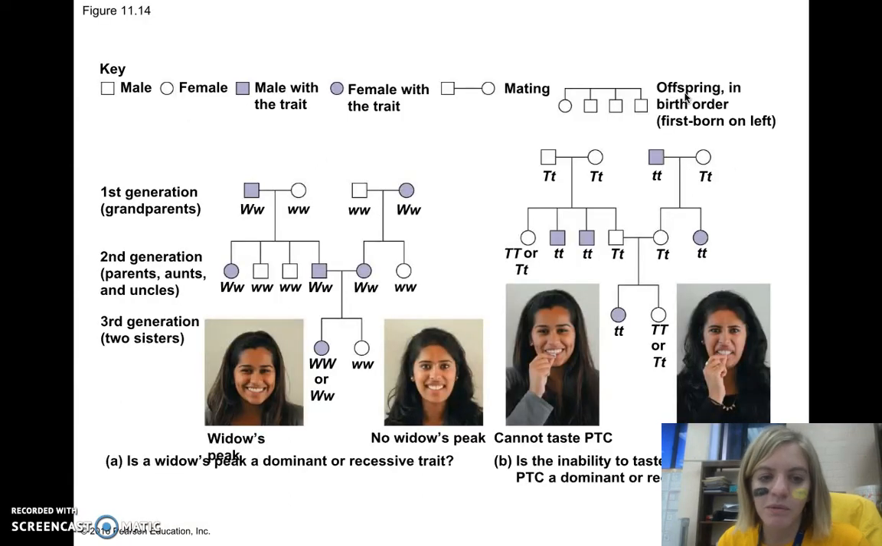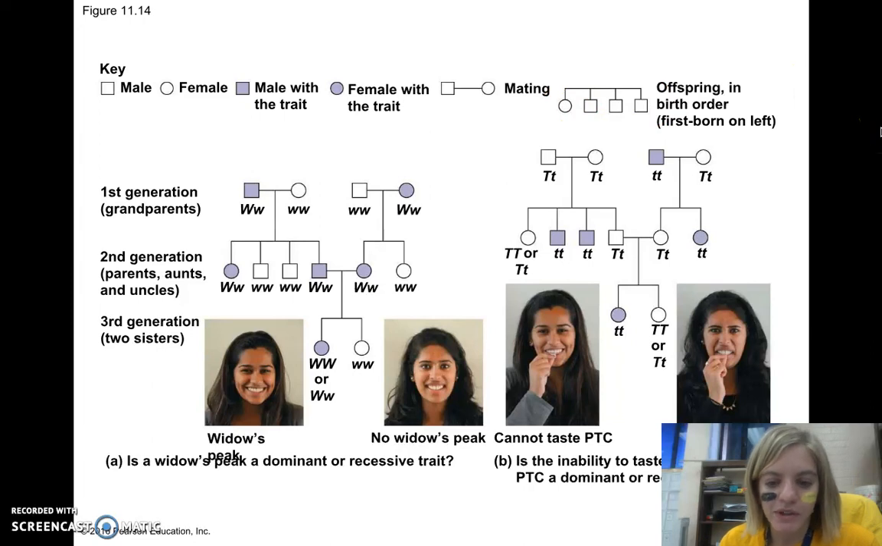So typically when you see a pedigree, the square will represent a male while the circle will represent a female. If the square or circle is colored in, we know that they have the trait that we're looking at. And if they're attached by a line horizontally, that means that they mated. And if they're attached by vertical lines, that means they are the offspring. And we typically write the offspring in birth order, with the firstborn being on the left.